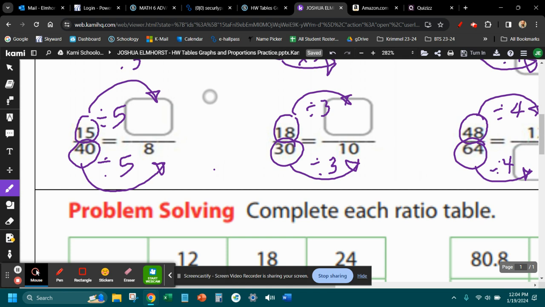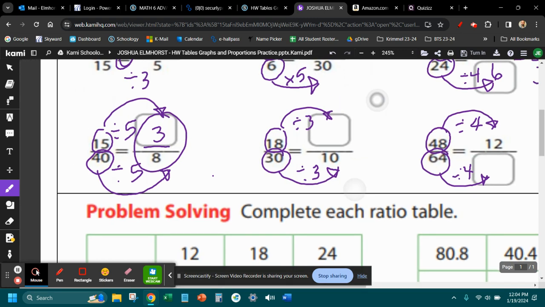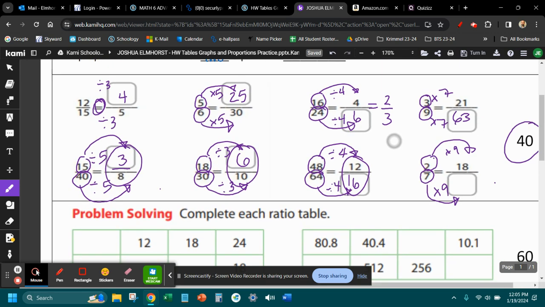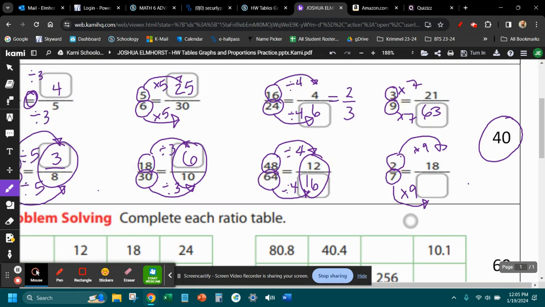Simplify this ratio by a factor of 5. 15 divided by 5 is going to give us 3. 3/8. Next one, dividing by a factor of 3, that's going to simplify to 6 out of 10. Dividing by 4, dividing by 4, that's going to be 12 out of 16. And the last one here, times 9, times 9, 63.